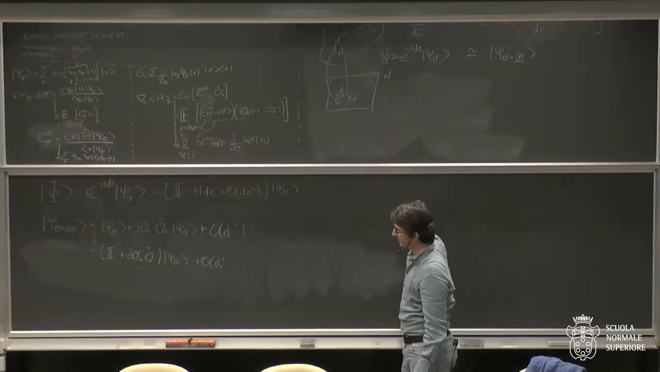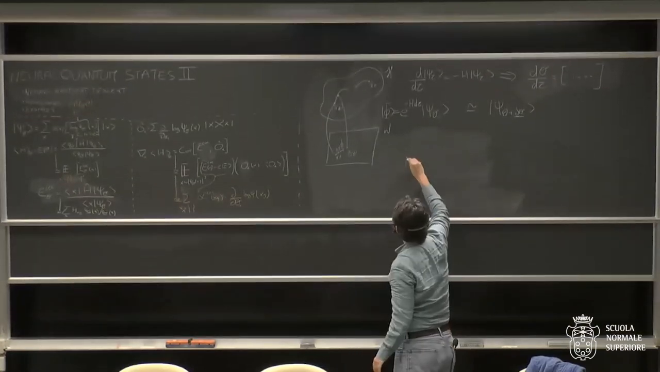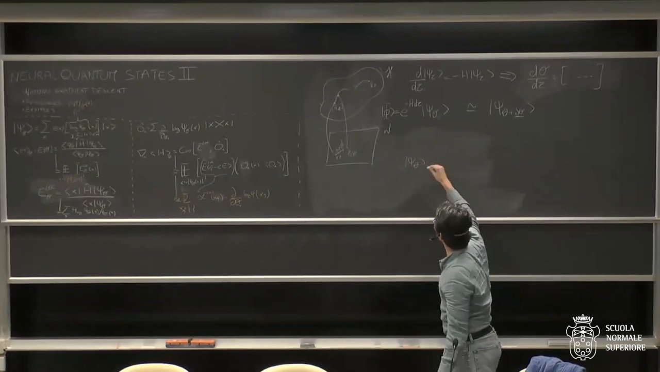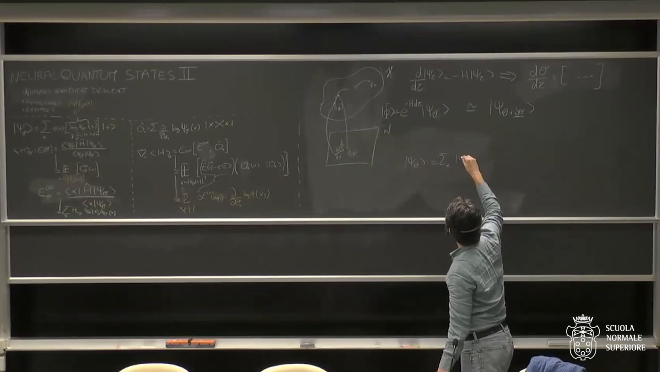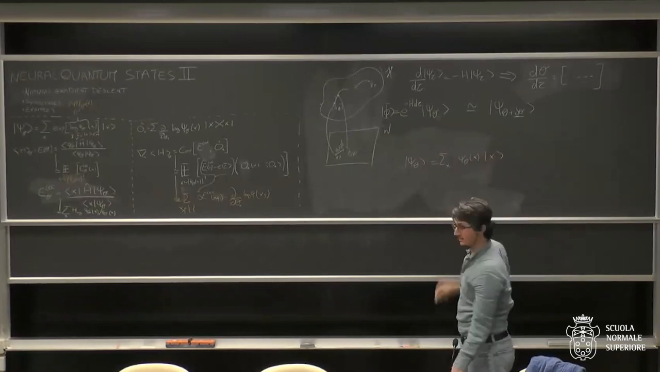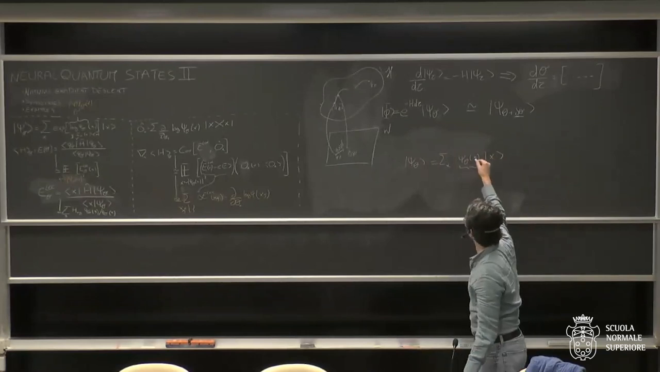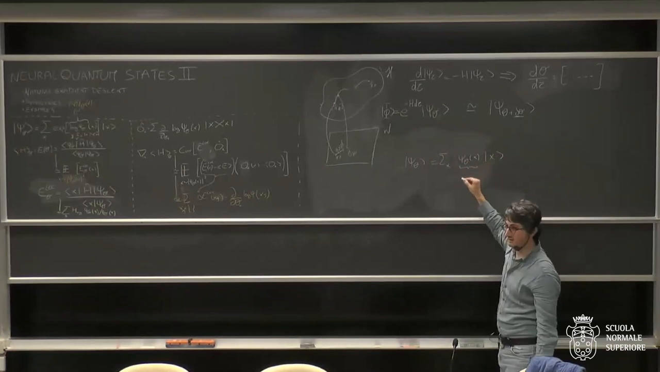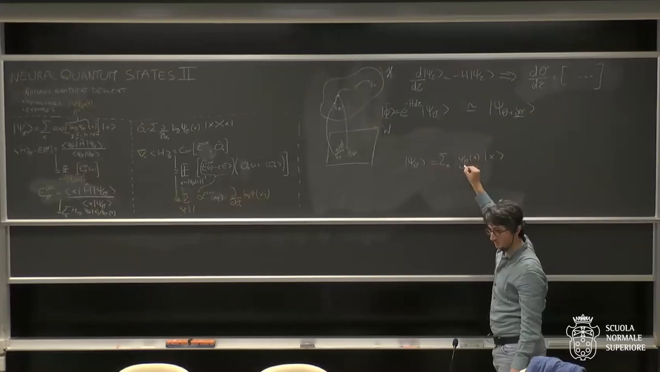So if you want, from a notation point of view, when I write psi theta, you can always think that what I'm working with is the sum over x of psi theta of x, okay? And what I'm expanding is psi theta of x around theta in delta theta, okay? So I'm expanding this scalar function.